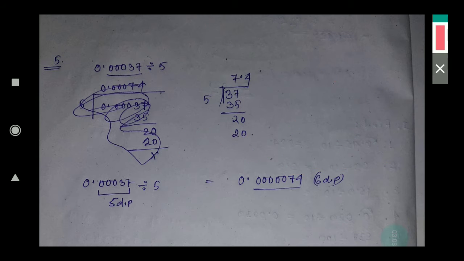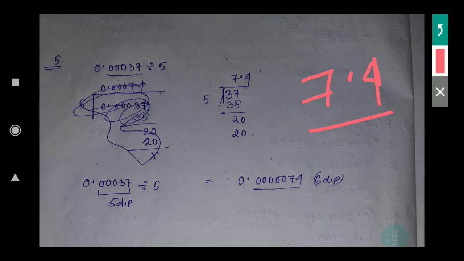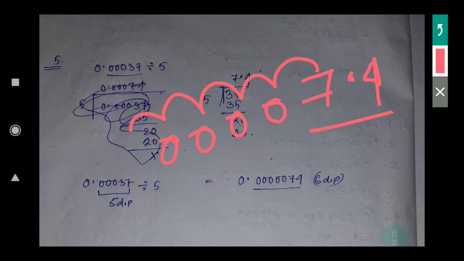Okay, so after dividing you have got 7.4. Now from this you have to shift it by 5 decimal places. Already your decimal point is there, so from this position we have to count. So 1 2 3 4 5. So here also 1 0, here 1 0, here 1 0 0. This will be your decimal point. Understood?